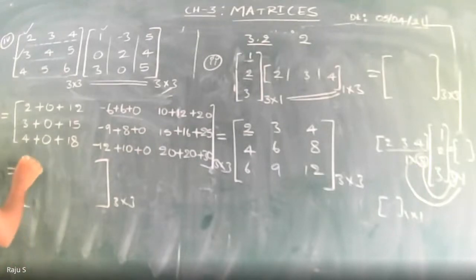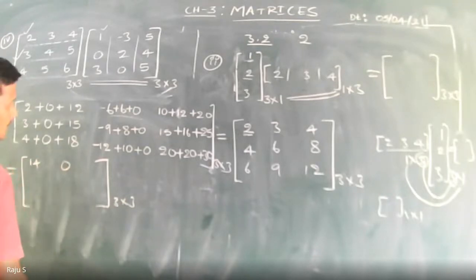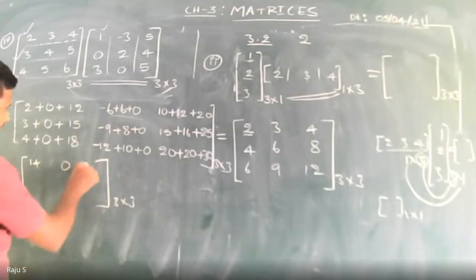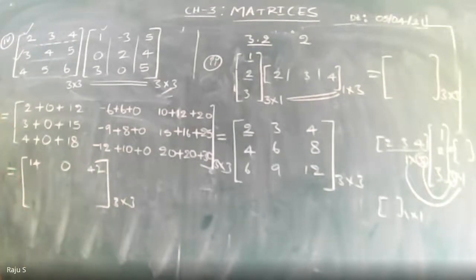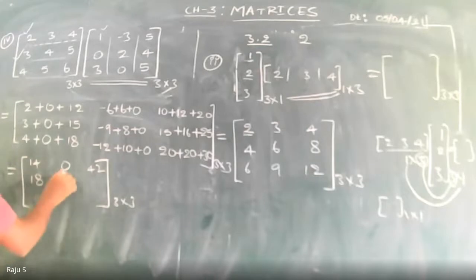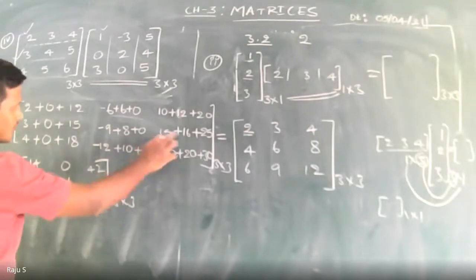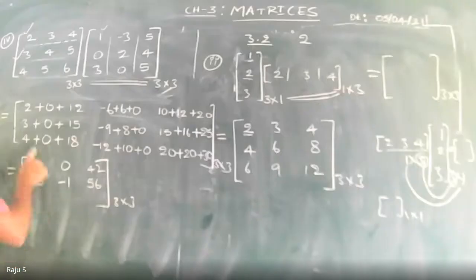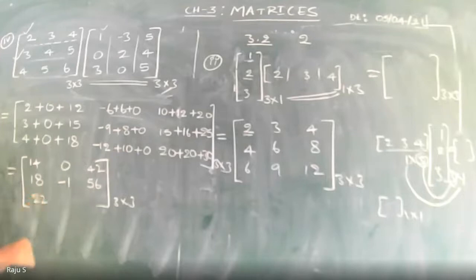That clearly 14. Yes, anyone? 0. Is it 42? Yes, sir. 18 and minus 1. Then what about that? 15, 25, 40, 56. Right, now here 22, minus 2, 70. That's it.